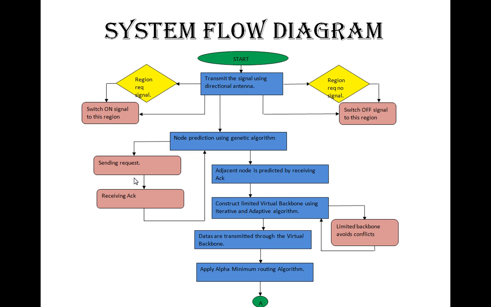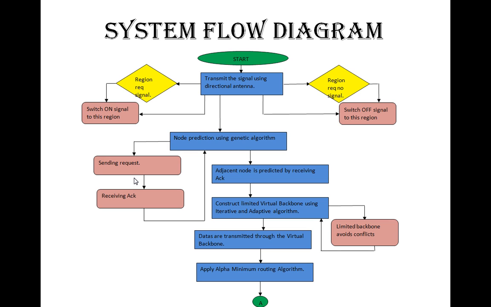Then node prediction using genetic algorithm. If we predict the adjacent node, then only we can transmit the data from source to destination. And also for virtual backbone construction, initially we have to predict the node. How am I predicting the node? Initially, I am sending a request to the adjacent node. After receiving acknowledgement from the node, I am extracting the IP address. By extracting the IP address, I am finding the adjacent node.